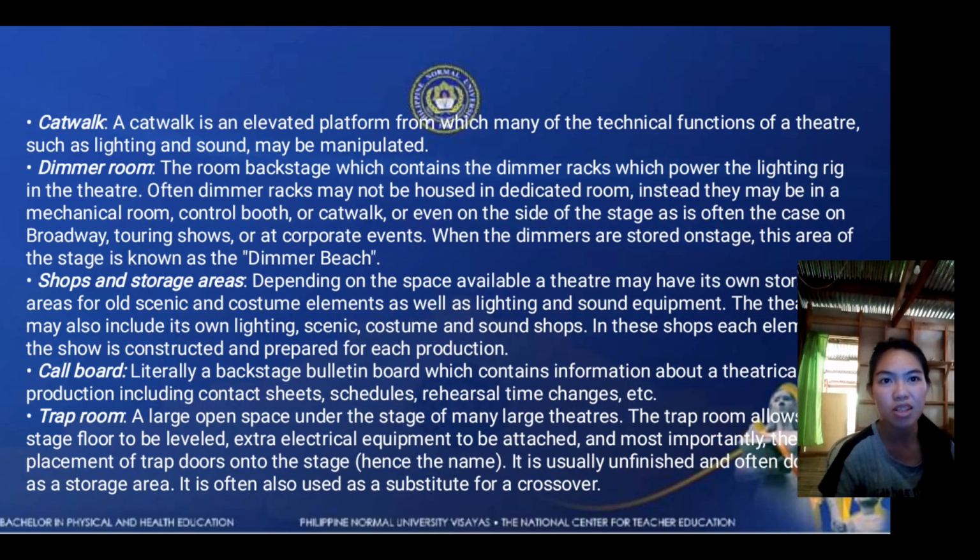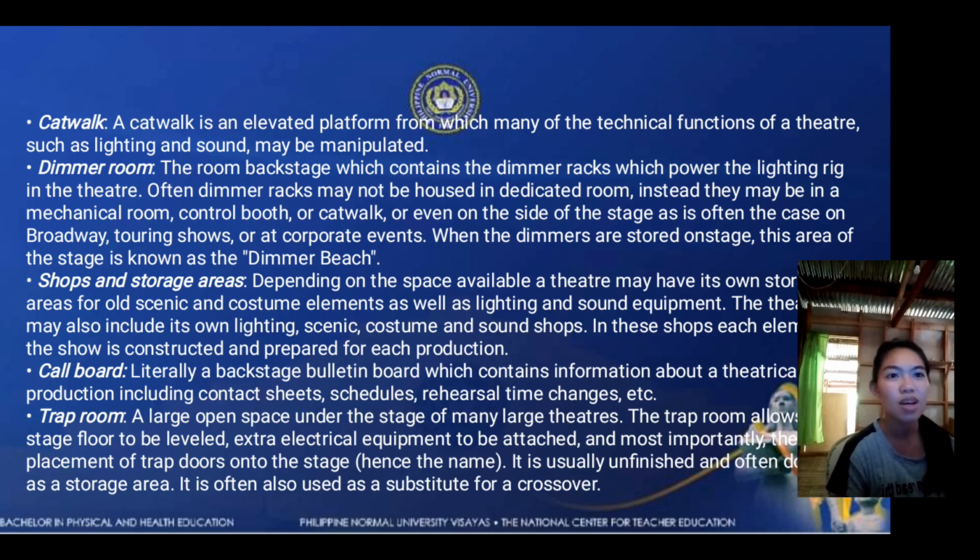Earlier, I have mentioned the catwalk. So what is a catwalk? A catwalk is an elevated platform from which any of the technical functions of a theater, such as lighting and sound, may be manipulated. So it is here. Next is the dimmer room.